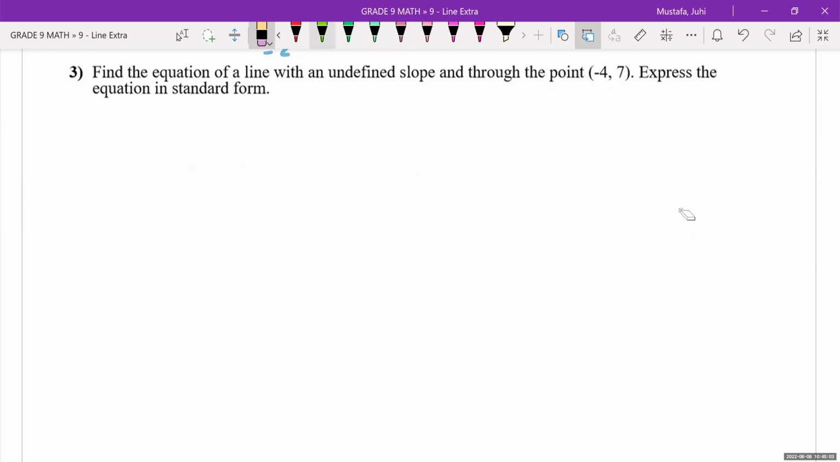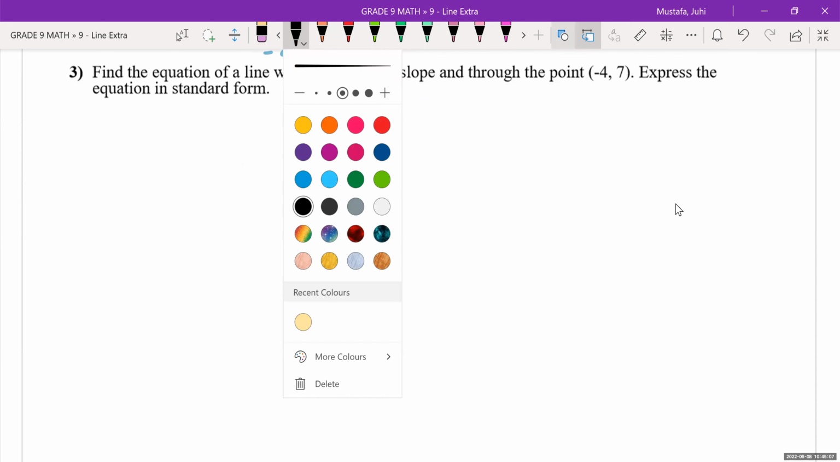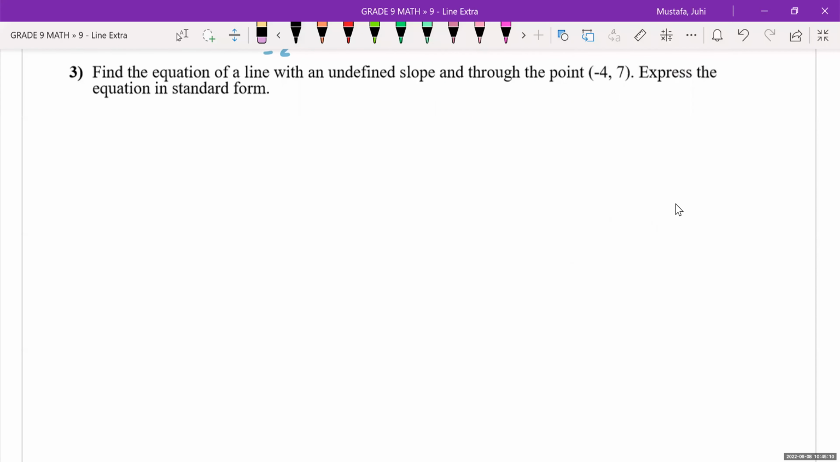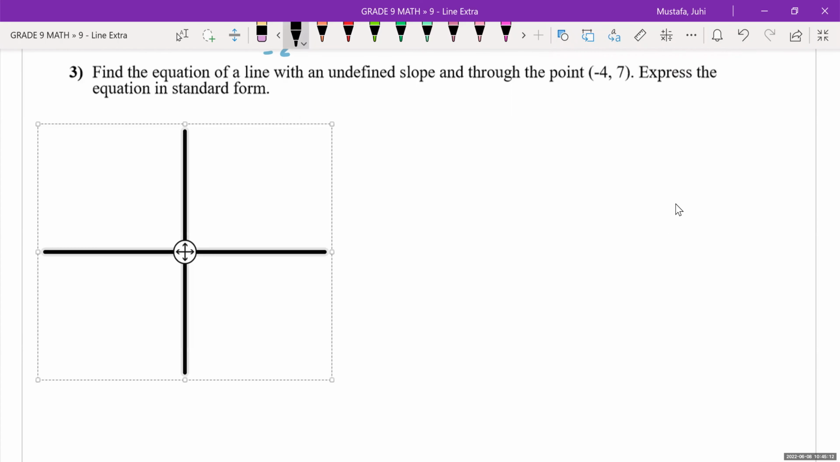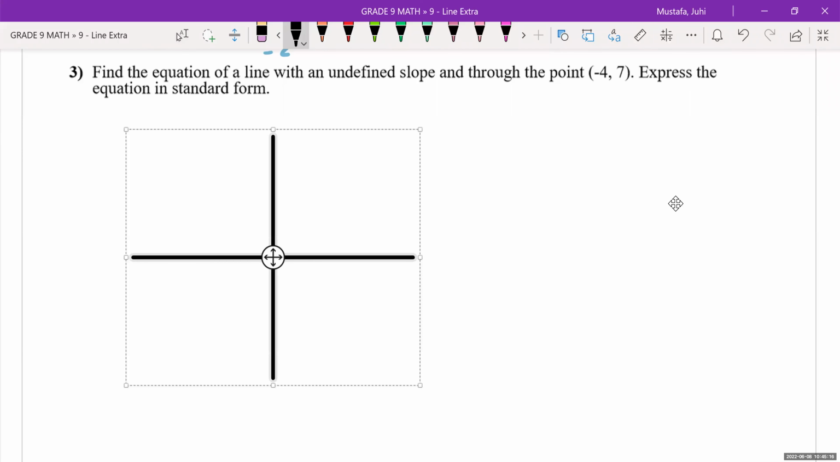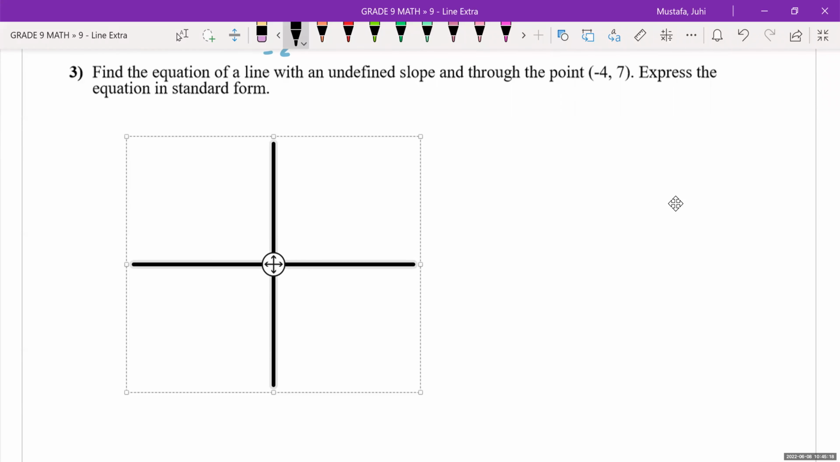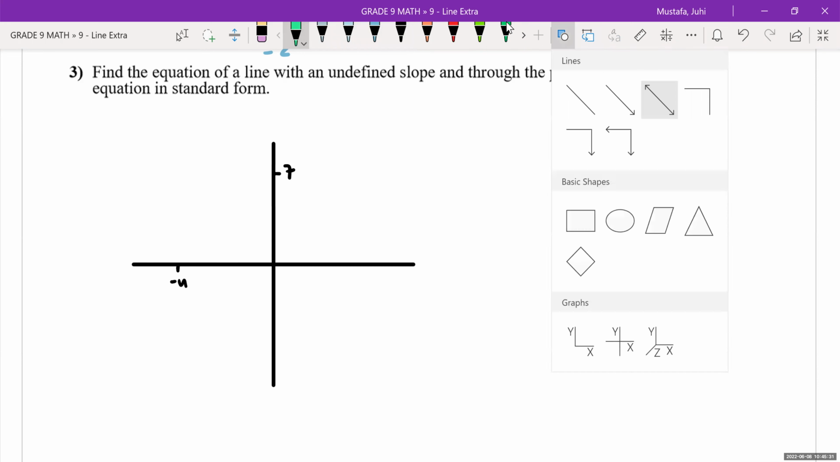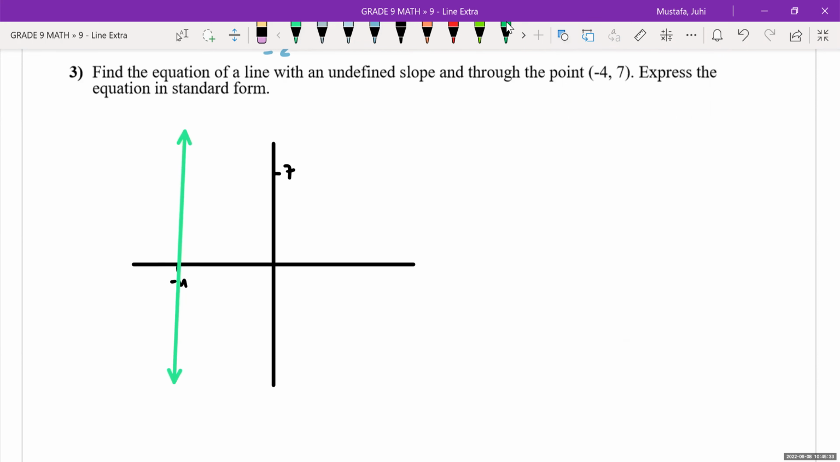And by the way, we've actually done this question before when we did horizontal and vertical lines. You may not remember it, but here's how we solved it. We drew an XY plane. We figured out where -4, 7 is, which is approximately -4, and let's say this is 7. And if something has an undefined slope, what kind of line is it? Is it a horizontal line or is it a vertical line? Good. It's going to be a vertical line going through -4.